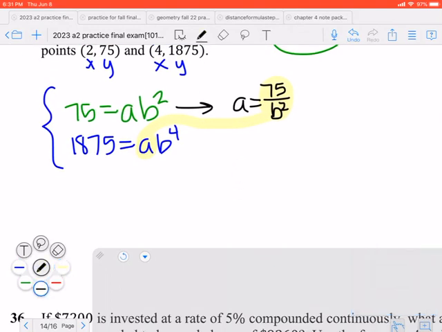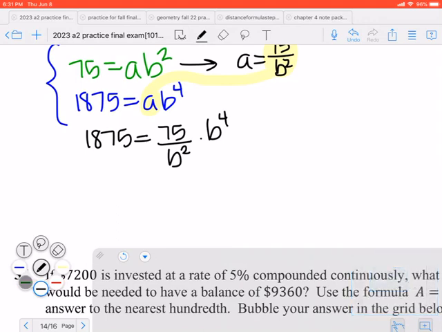So rewriting the blue one, this pen isn't working very well, 1875 is equal to a, which is 75 over b squared times b to the 4th. Now we can simplify. Both the b's on the bottom cancel with 2 of them on the top, leaving b squared left over. So now we have 1875 is equal to 75b squared. Now I'm going to divide both sides by 75.